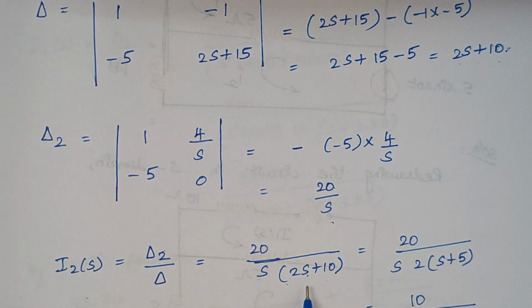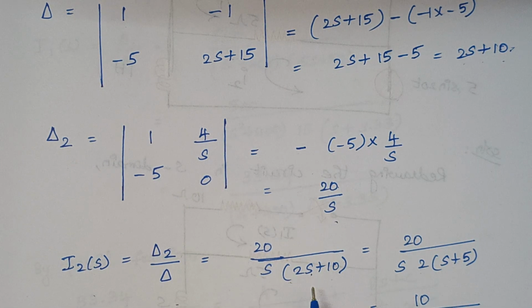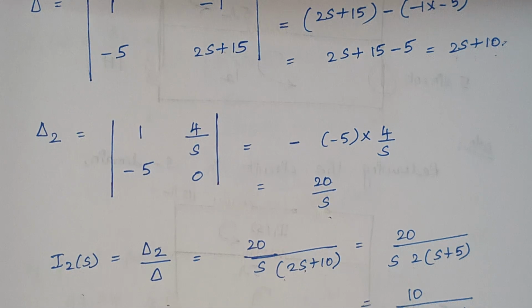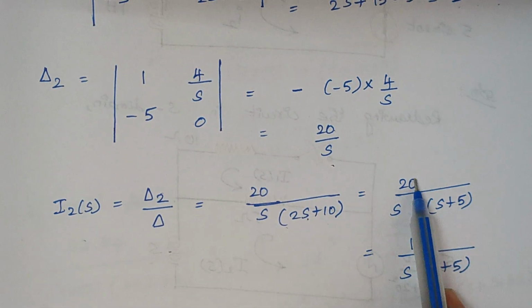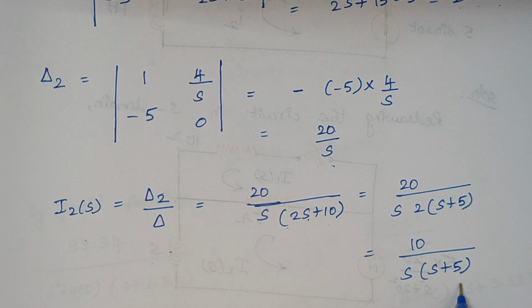So just substitute it here. Again we always need an expression only in terms of s. Right. So here we are taking 2 outside. So when you take 2 outside, you see 20 and 2, the answer is 10. Therefore here this is our expression.